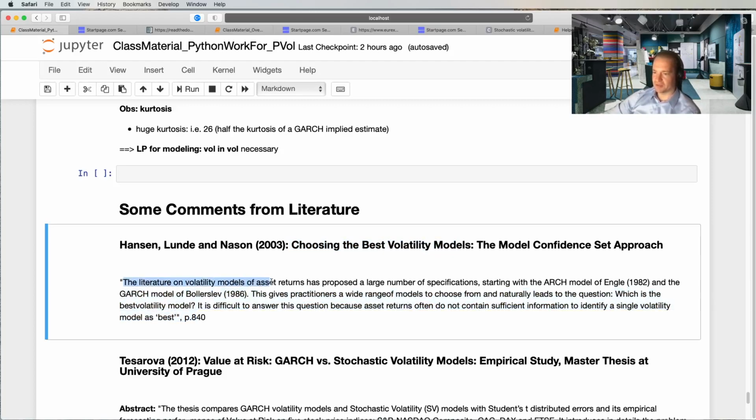The literature on vol models of asset returns has proposed a large number of specifications, starting with the ARCH model of Engle. So you see it was published in 82, which means even Engle worked on that in 75, because we have a publication lag. That's from the 70s. And the GARCH of Bollerslev. This gives practitioners a wide range of models to choose from, and naturally leads to the question, which is the best volatility model? It's difficult to answer the question because asset returns often do not contain sufficient information to identify a single vol as best.